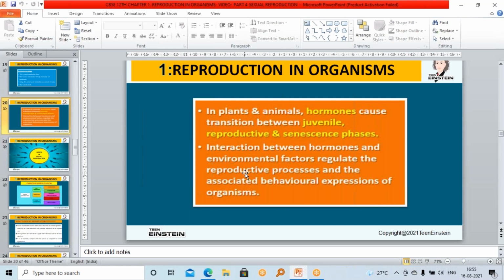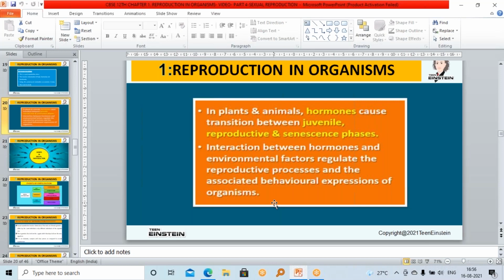So the interaction between hormones and environmental factors regulates the reproductive process and the associated behavioral expression of the organism. When an organism is moving from one stage to another, there are some morphological changes and behavioral changes. All these things will happen in one organism. So that is the result of the interaction between the hormones and environmental factors.